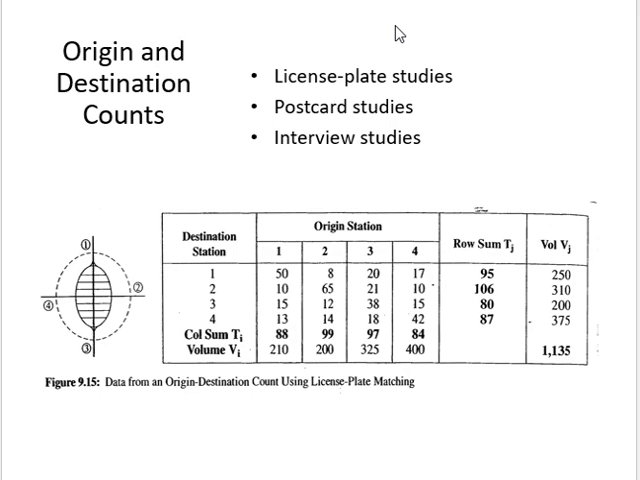How to do the origin destination counts? We again have different methods, but 3 are listed here. One is the license plate method. You have observers at the entry points and the exit points. What are they noting down?